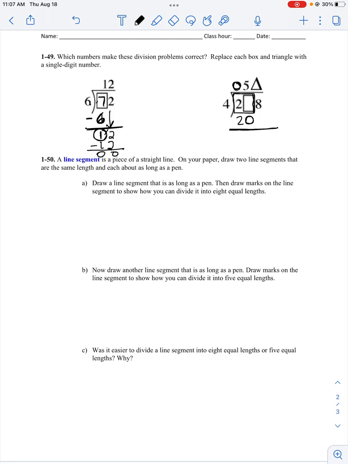And 4 does go into 8, right? So if I had 8 left over, 4 would go into that evenly. So knowing that, this has to be a 0, because 20 minus 20 is 0. I drop down my 8. 4 times 2 is 8, and then I'm left with 0.